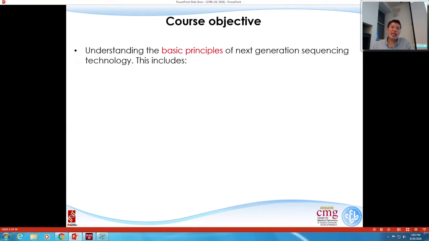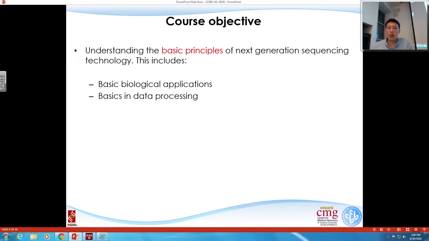The reason is that the course objective is really not to teach you the math or the programming skills. As a graduate level course, I don't have the resources and time to teach you how to use the Unix system to run those commands. Rather, I'm going to go through the basic assumptions of different algorithms used to analyze different levels of data, so understanding the biology more deeply actually helps. What I'm writing here is understanding the basic principles of next generation sequencing technology, including the basic biological applications. What biology can we take advantage of with this particular technology?